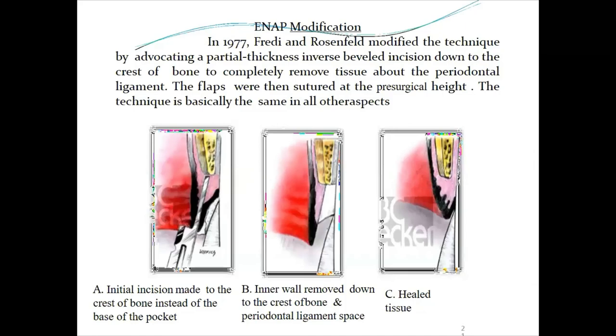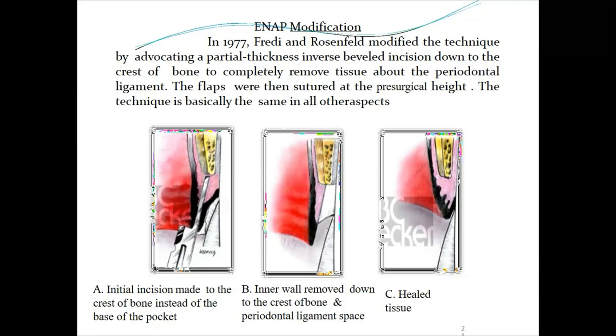Now this is one modification of the INAP procedure. So basically in 1977, Ramfjord and Nissle modified the technique by advocating a partial thickness inverse beveled incision down to the crest of the bone to completely remove the tissue above the periodontal ligament. So in this, we are using an inverse bevel incision, and then the flaps were sutured at the pre-surgical height, and the technique is basically the same in other aspects.